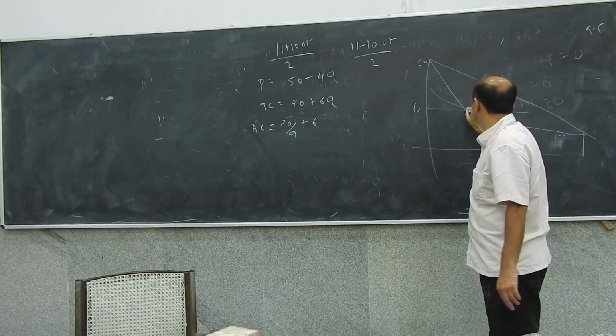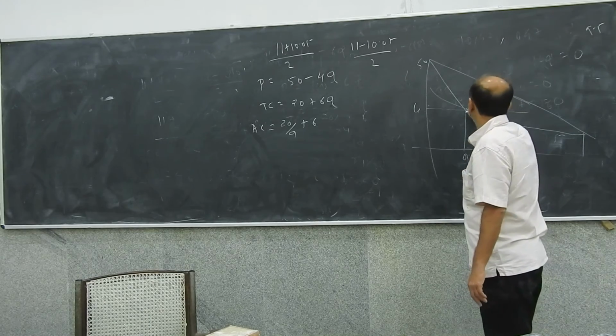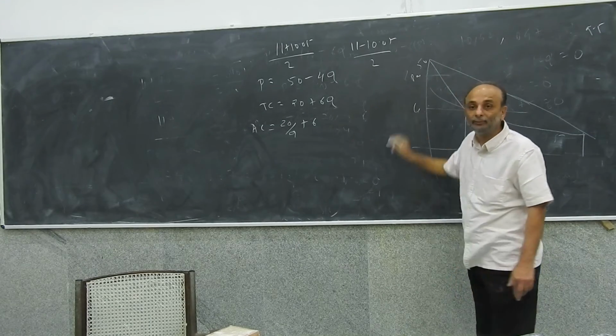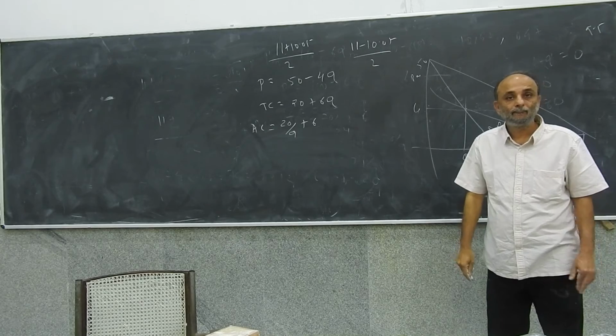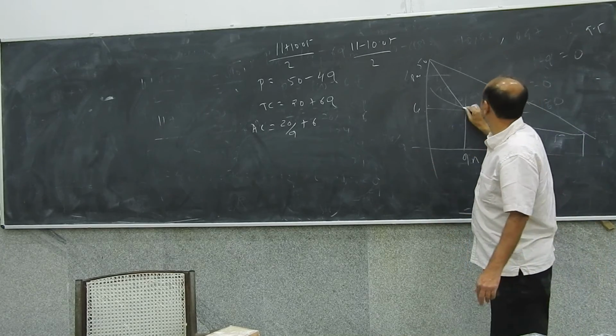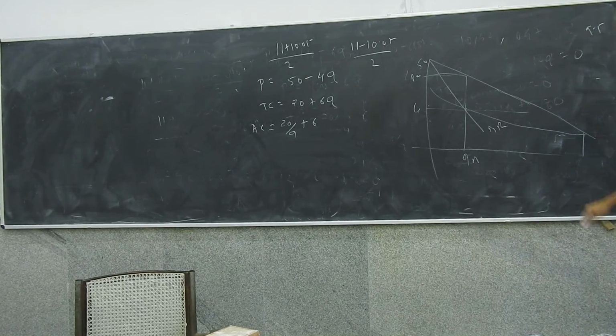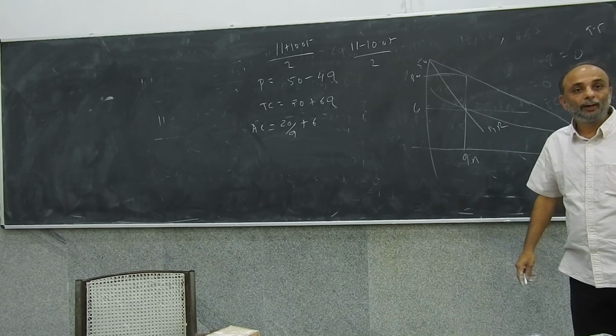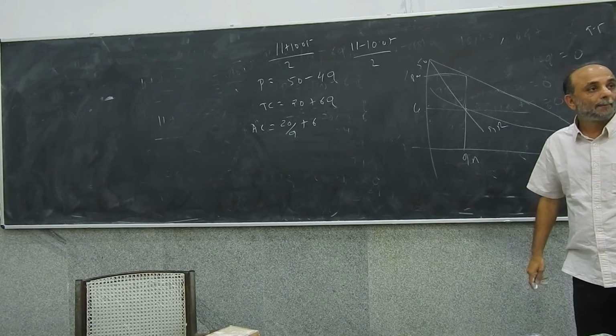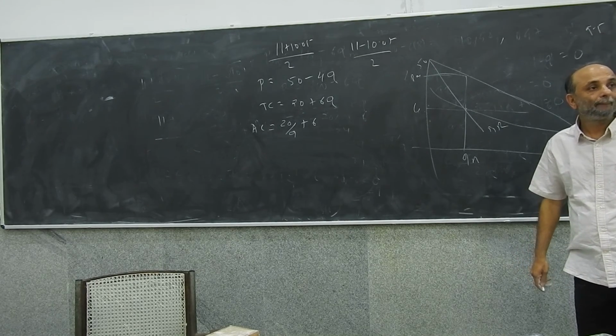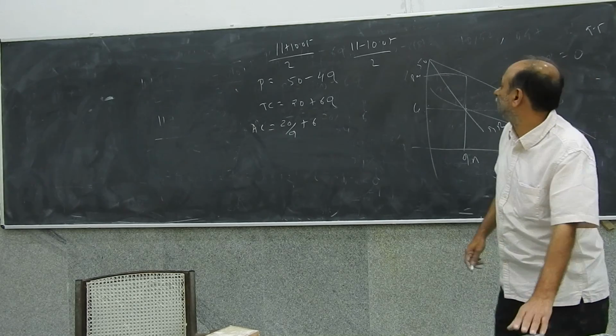If this is 6, this will be the monopoly quantity, and this will be the monopoly price. The marginal cost is 6, okay?